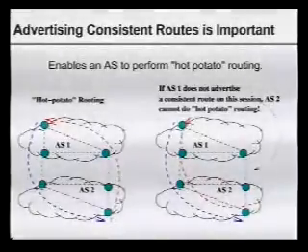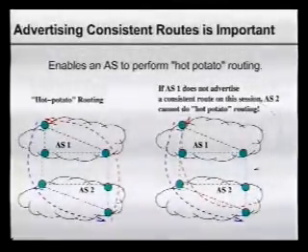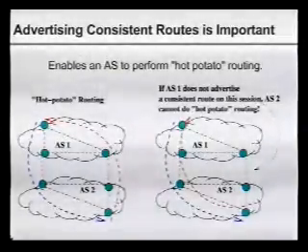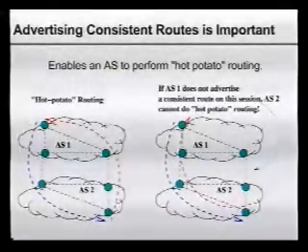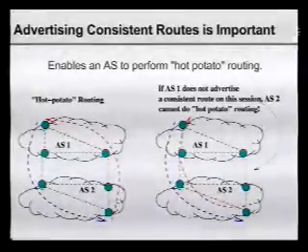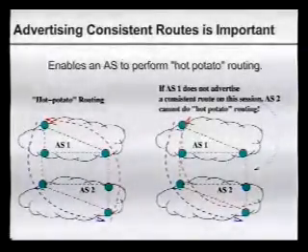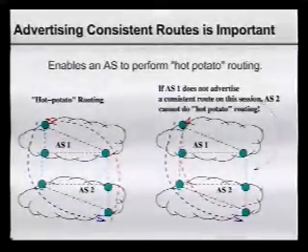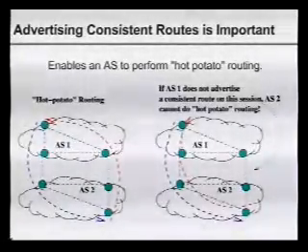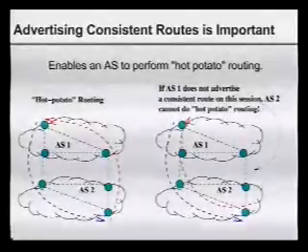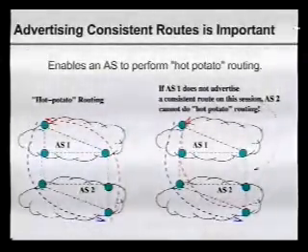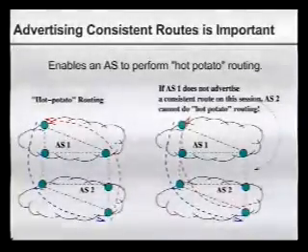If, on the other hand, a neighboring AS does not advertise these consistent routes, as I've shown on the right side of this graph, then it makes it a little tougher to do hot potato routing. For example, if AS1 sent a route on that peering session on the right with a longer AS path length, then AS2 is going to have a harder time actually implementing hot potato routing. It actually restricts the flexibility that you have in your policy in setting exit points.